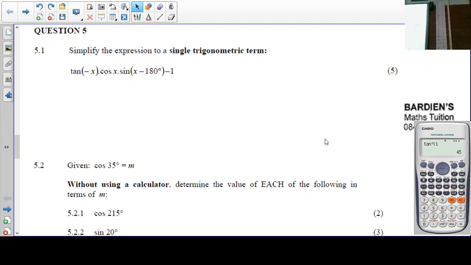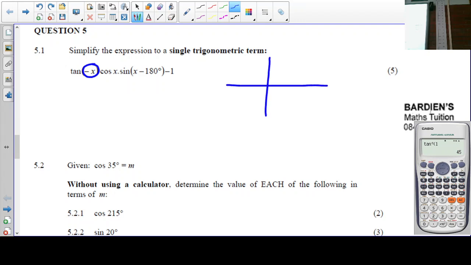So a single trigonometric term is either sine, cos or tan to us. Okay? So for 5 marks, this is a negative x. So we know that negative x is in your fourth quadrant, tan is negative. So you can just write negative tan x. But for argument's sake, the other way is that if this is negative, we add 360 to it. So that is the same as saying 360 minus x, which gives you negative. Because it's in the fourth quadrant, tan is negative. So it's negative tan x times.